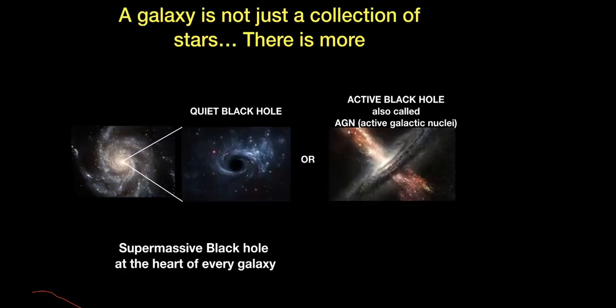To answer the question, we have to realize that a galaxy is not just a collection of stars. There is more. In the center of every galaxy, there is a giant supermassive black hole. In some cases, they are quiet, kind of like our own Milky Way galaxy. They just don't do much. In other cases, they can be really active, and in those cases they are called active galactic nuclei, or AGN in short. Here, the black hole accretes lots and lots of gas and dust from the surroundings, and gives off radiation and matter in the form of jets or outflows or winds.